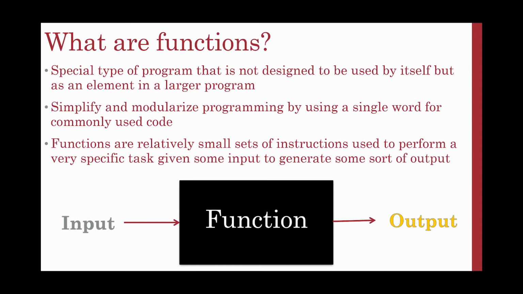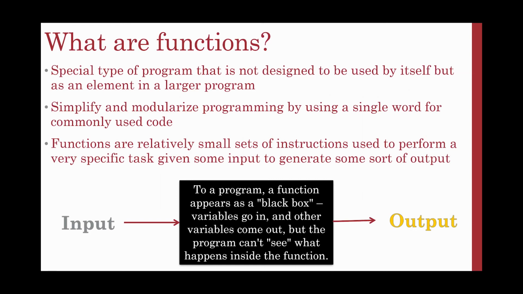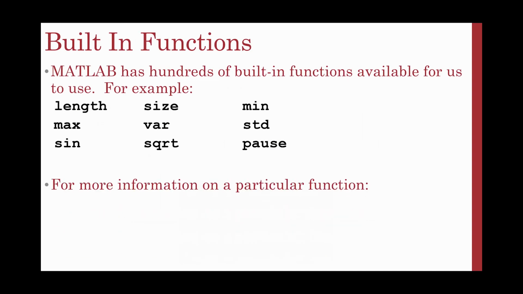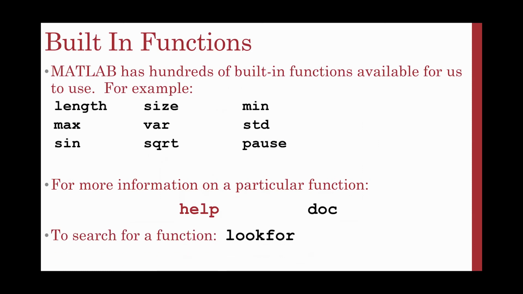We put something in, we get something out. It appears as a black box in code, where variables go in and other variables come out, but the program can't see what is happening inside the function. MATLAB has hundreds of built-in functions that are available for use. For example, length, size, min, max, square root, sine, pause. For more information on a particular function, again, you can use the help and doc functions. To look for a function, you can use the function lookfor.